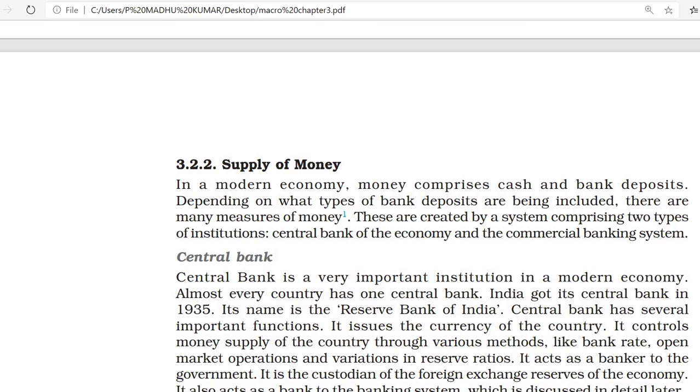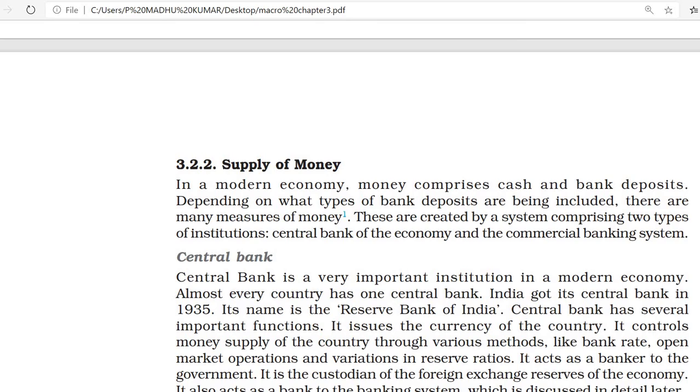Every country has a central bank. The central bank is the highest authority in a country's monetary transactions or monetary system. It is called by different names in different countries, like the Federal Reserve in America, Bank of England in England, and Reserve Bank of India in India. In India, it is the Reserve Bank of India.